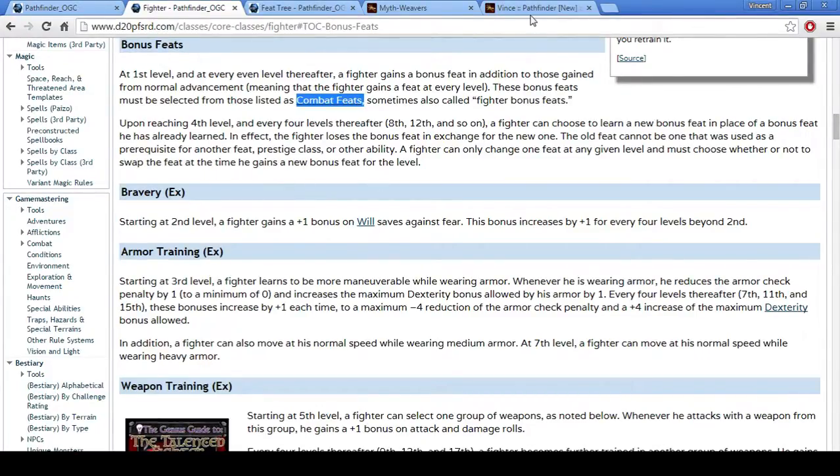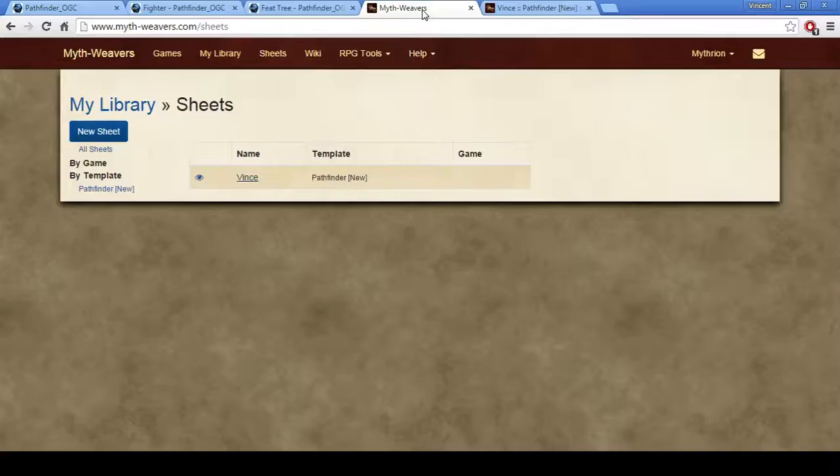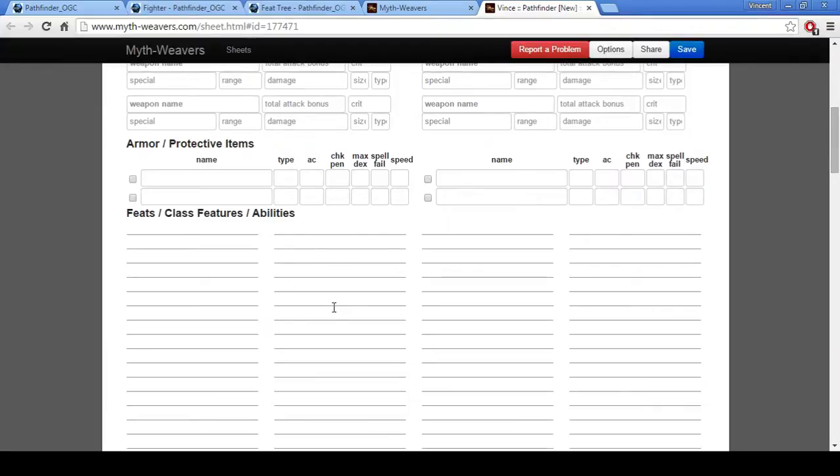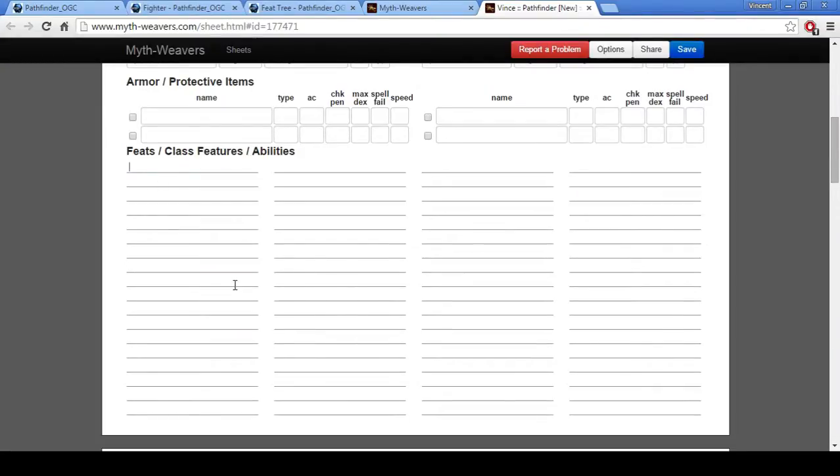So a lot of this is just reading. Once you've picked your feats, they're going to do various things. They might give you bonuses to stuff, but just write it down. Always write down your feats so you can remember what you have. Notice how here it says feats, class features, abilities. All the abilities that you're accumulating, just write them down here so you remember them.